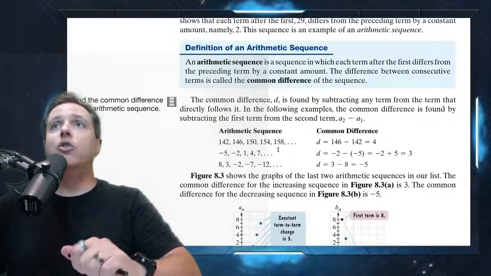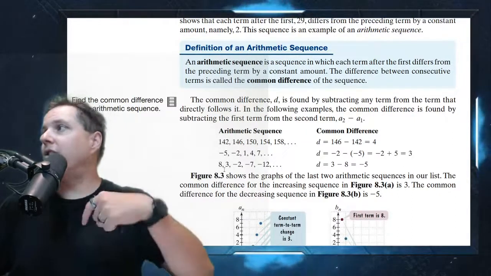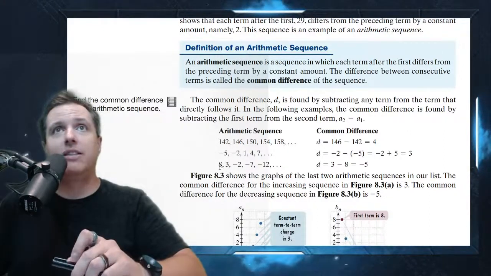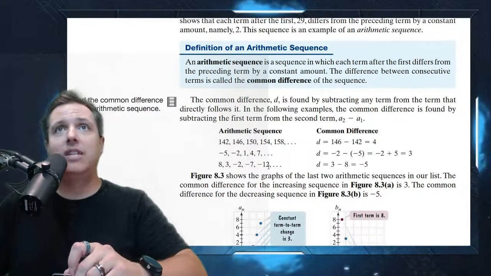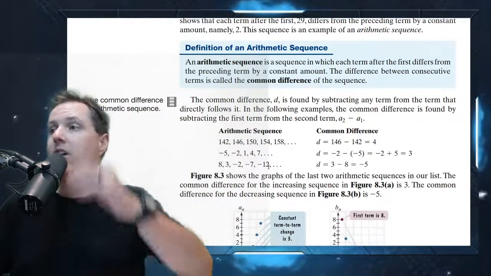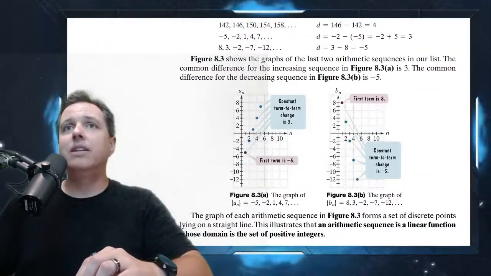So your common difference can be a negative number. That's totally allowable. We talk about how you're adding the same thing every time, but you could be adding a negative number. So look at this: 8, 3, -2, -7, -12. What you're doing is adding -5 to each term to get the next term. Okay, so that's all an arithmetic sequence is.